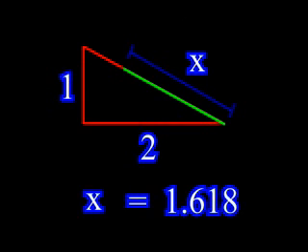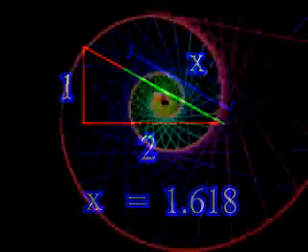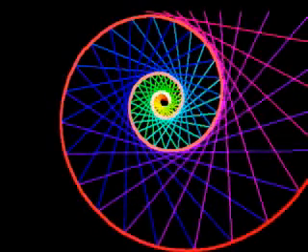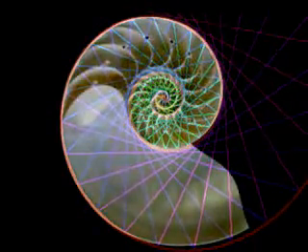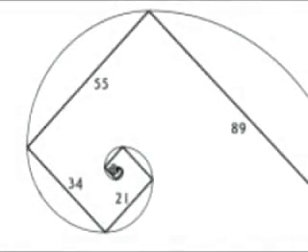This can also be used to construct what is known as the golden spiral, and is most commonly recognized in the Nautilus shell. The golden spiral can be approximated using a series of numbers known as the Fibonacci series.